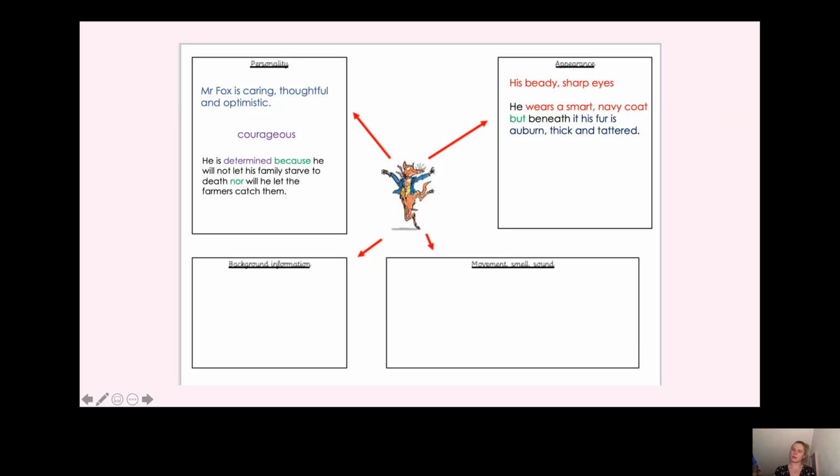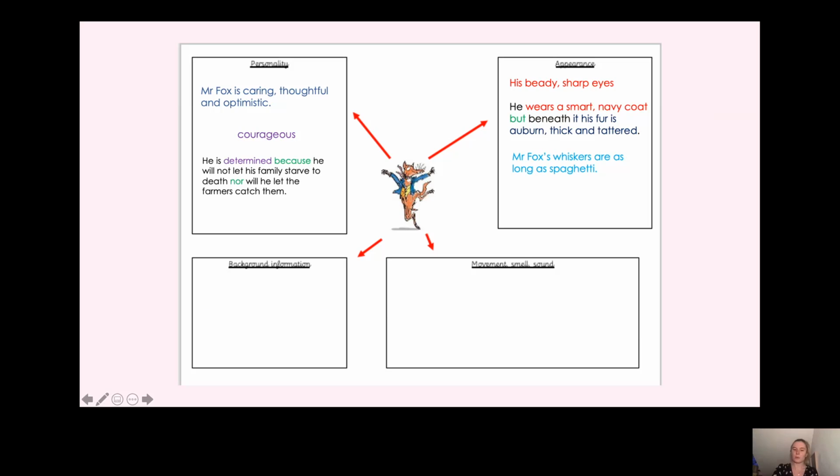Okay, so what else could I describe about his appearance? Well, I haven't used a simile yet, have I? So I want to think of a simile that I could use in my character description. And I think I want to describe Mr. Fox's whiskers, okay, because they're quite long, aren't they? So if I want to use a simile that describes Mr. Fox's whiskers, and I'm using long as the adjective, what could I compare it to? Oh, yes, I know. I want to say Mr. Fox's whiskers are as long as spaghetti. Okay, so there's my first simile.